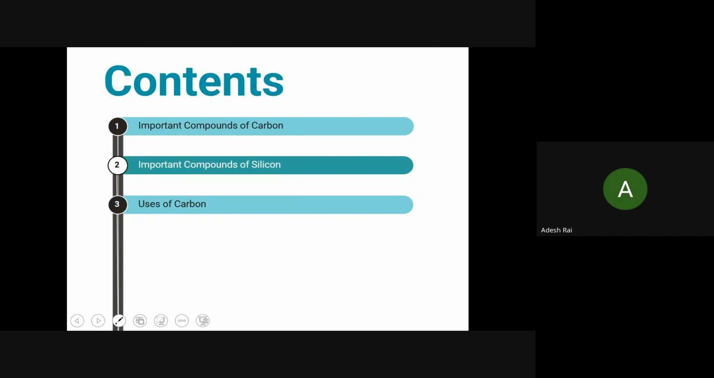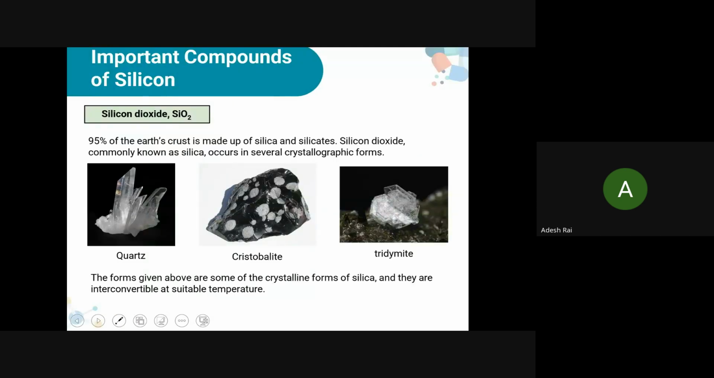Now we have to see compounds of silicon. Silicon dioxide is the first compound that we have to study. 95% of Earth's crust is made up of silica and silicates. Silicon dioxide, commonly known as silica, occurs in several crystallographic forms. One of the crystals that we are going to get is quartz, then cristobalite, and then tridymite. Quartz is the most famous among all, but please remember the other two names as well, cristobalite and tridymite. The forms given above are some of the crystalline forms of silica, and they are interconvertible at suitable temperatures.